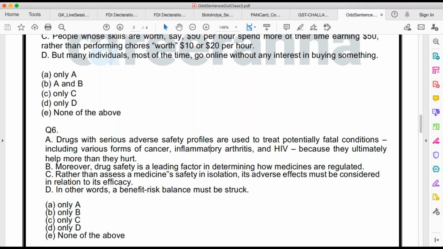Let's go to B. Moreover, drug safety is a leading factor in determining how medicines are regulated. This sentence is talking about regulation of medicines. It's nowhere talking about benefit risk. My odd sentence out is sentence number B. B is talking about regulation. No other sentence is talking about regulation. Is it clear to everyone? Saloni? Anushka? Perfect. My answer is option number B, sentence number B. Moving to question number 7.